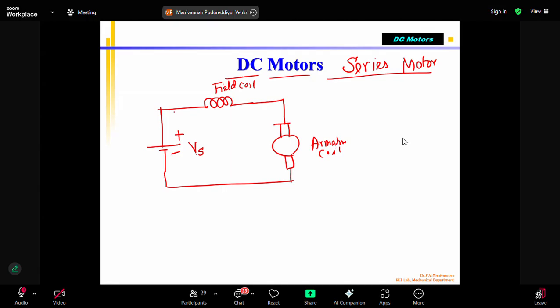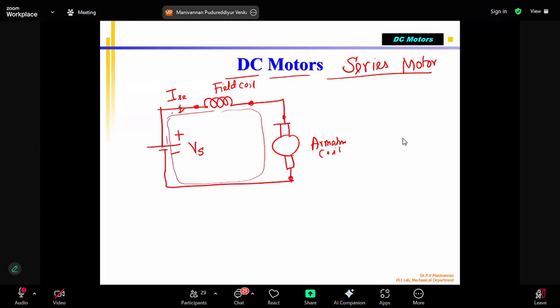This is the field coil. Because of that, there is a current flowing. This current is called I series, because from the battery plus, the current enters into the field coil. One end of the field coil is connected to battery positive, and the other end is connected to one terminal of the armature coil. The other terminal of the armature coil is connected to the battery. So you can see that both the coils are connected in series with the power supply, so the same current is flowing in both the coils.